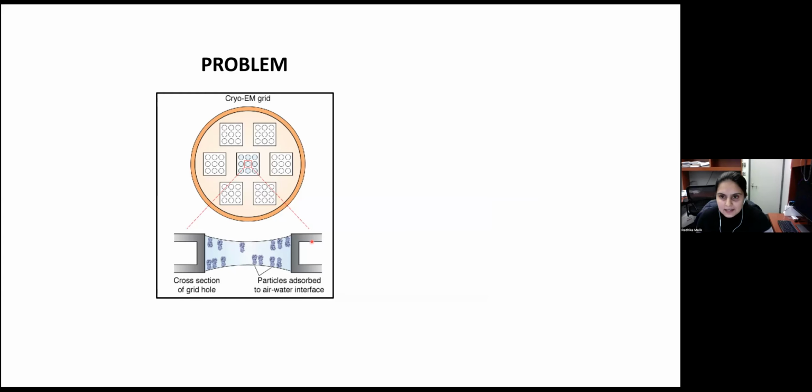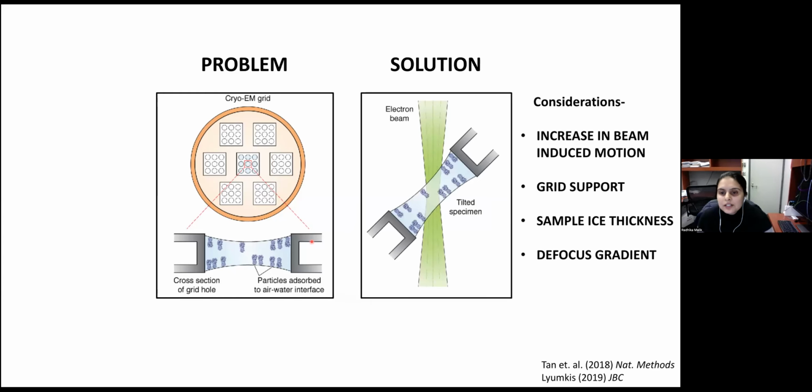So in order to tackle this problem, we started off by tilting the stage in the electron beam so that we could capture those missing views. However, when you do tilting, there are several considerations that you have to keep in mind. For example, there is always an increase in the beam-induced motion when you tilt, and therefore you need to focus on the grid support that you're using. And in this case, we used the gold grid support, which would minimize the beam-induced motion.